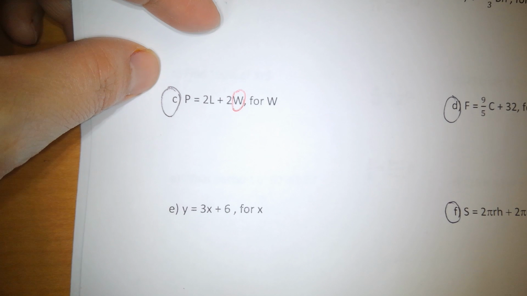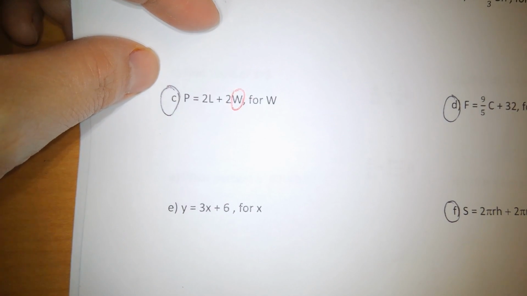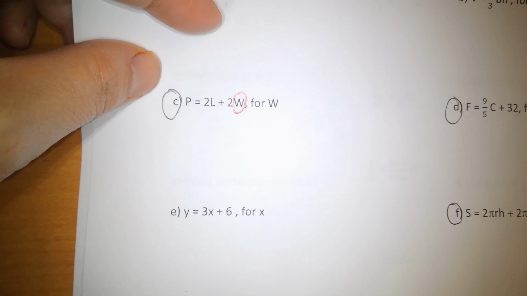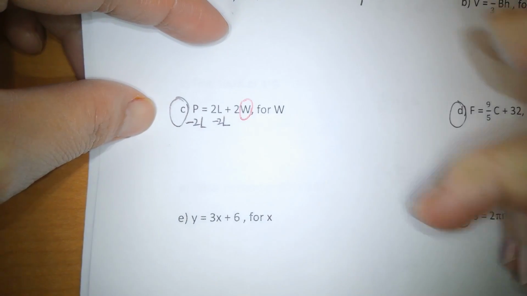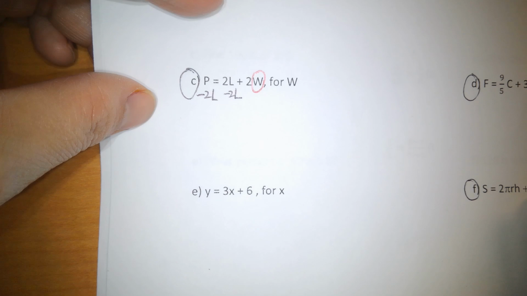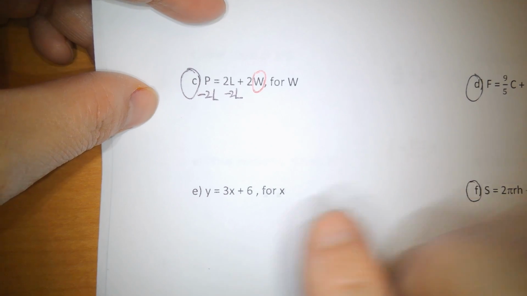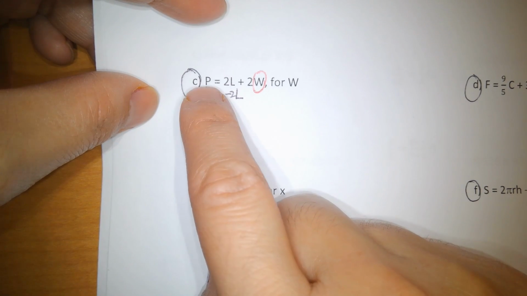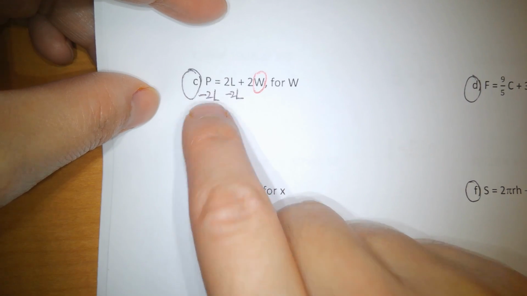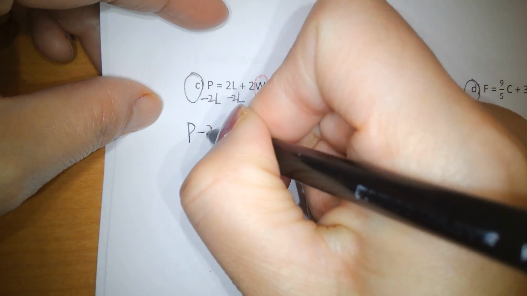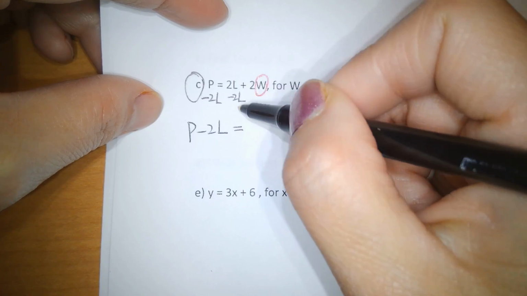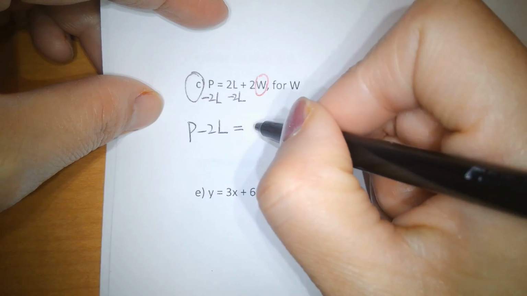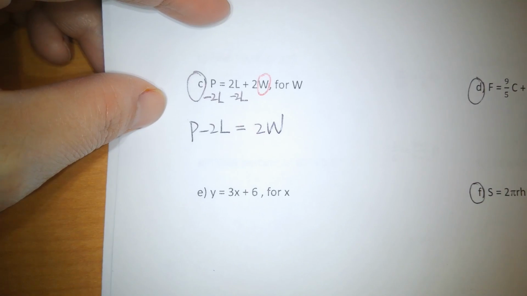Use a reverse action, okay, reverse action. If we're adding, then subtract it, okay? So, from both sides, subtract 2L. Subtract 2L from both sides. Left-hand side, we should have what? P minus 2L, right? Right side, 2L minus 2L is gone, right? So we have what? 2 times W.